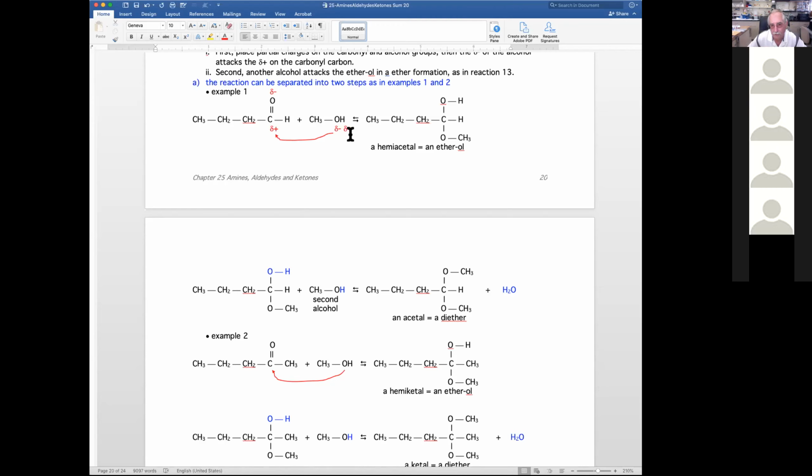So here's a way to think about this. And again, I'm not going to ask you for the mechanism. I'm drawing this arrow right here to help you draw the product. Looking at the alcohol, here's the partial positive on the hydrogen, here's the partial negative on the oxygen. Looking at the carbonyl group, here's the partial positive, here's the partial negative. So if I draw this arrow, that becomes the new bond.